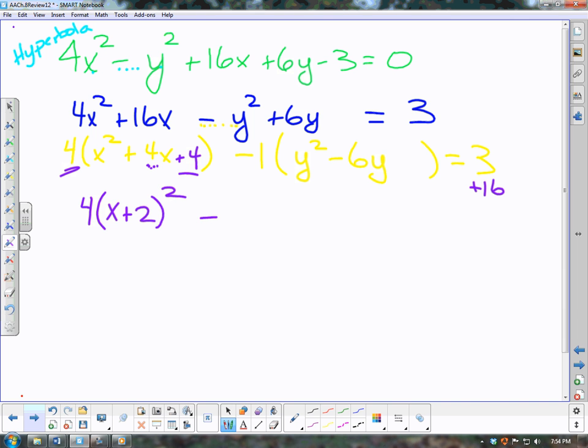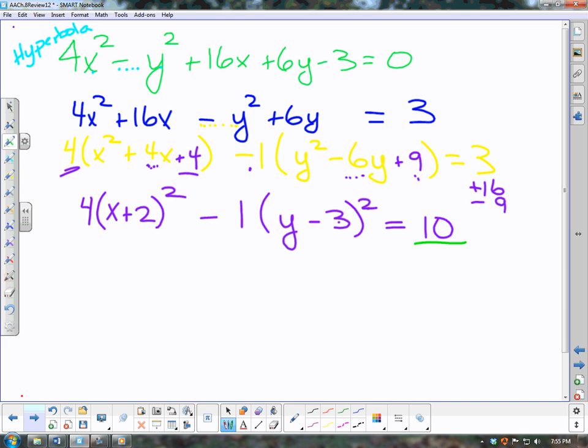On this one, then we have minus 1 times y minus 3 squared. Again, it's half of that one. 3 squared is 9, and that's what we had to add to it. But now we have to take a -1 times 9, so minus 9. So now we have 10. Then to get it by itself, we have to divide each thing by 10.